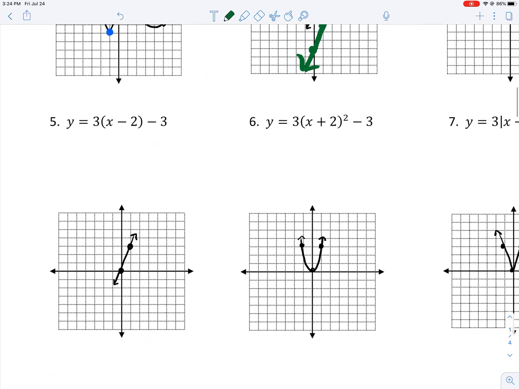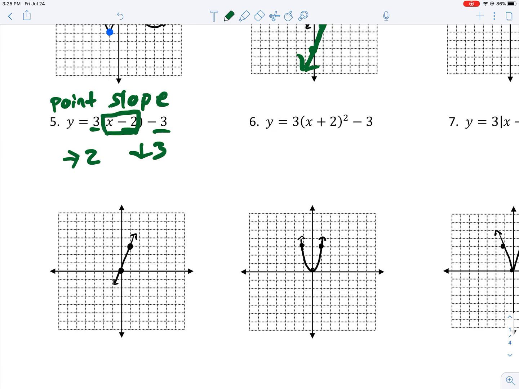Okay, now, number 5. Well, that doesn't look linear. Well, this is actually what we call point slope. This is a type of linear equation. So here's your slope, here's your point. So this has been shifted twice. It's been shifted to the right 2 and down 3.